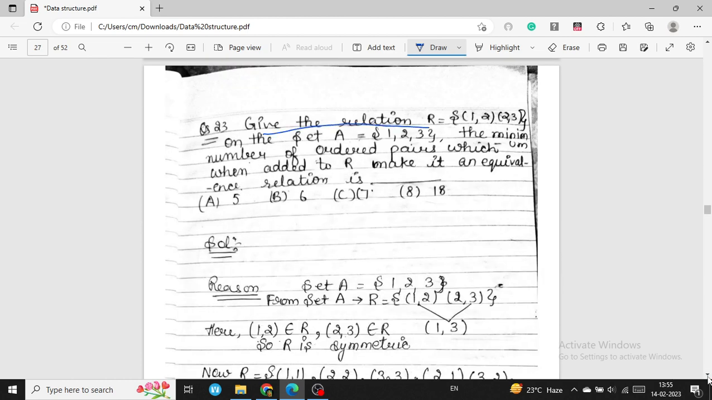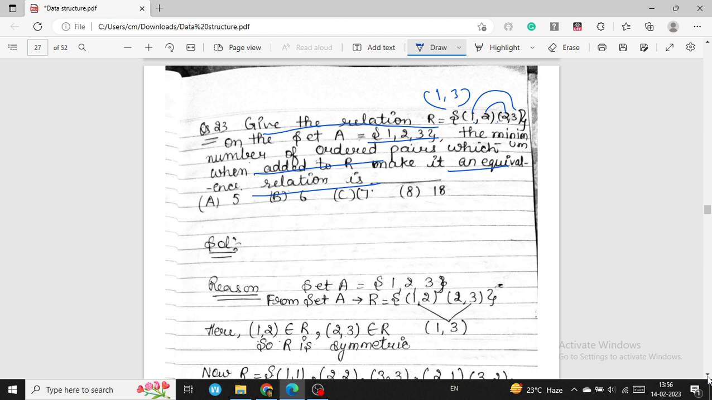Now in the next question, given the relation R, we have a table of relation R, that is (1,2), (2,3). We can find from transitivity (1,3). On set A, the minimum number of ordered pairs: how many ordered pairs do we find which, when added to R, make it an equivalence relation? We can find it by this method.